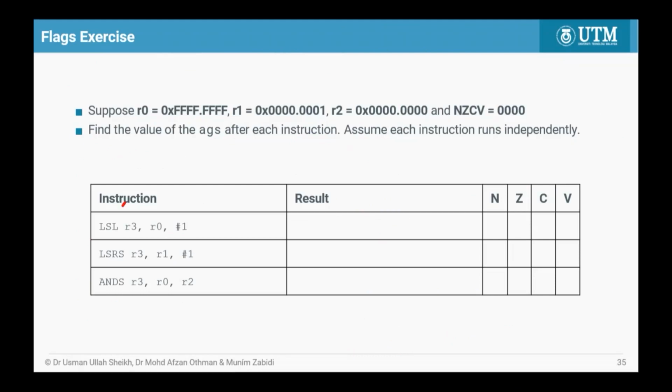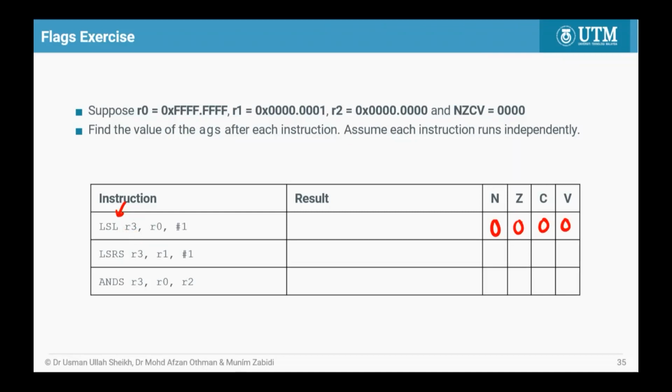First, I'm going to ask you: for the LSL, is your flags register affected? Will this flag register change according to this instruction? No change. Why no change? Because you don't have the suffix S after the LSL. So your N, Z, C, and V will remain 0. Now we're going to look at this instruction here, LSL R3 R0 #1.